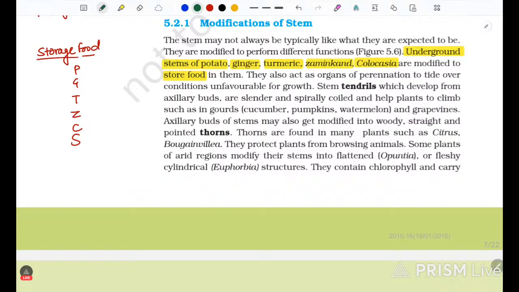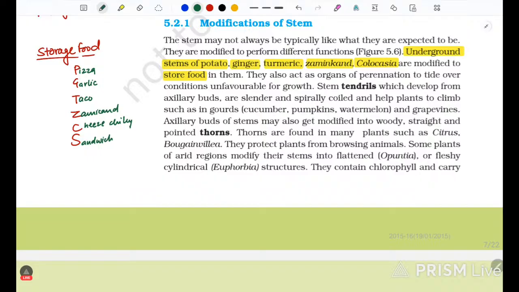So you have to remember a table, where you are getting pizzas, where you are getting garlic bread, where you are getting taco, sandwich, cheese chili. And something starting from Z. Nothing starting from Z. Zamikand. So this is the name of zamikand.